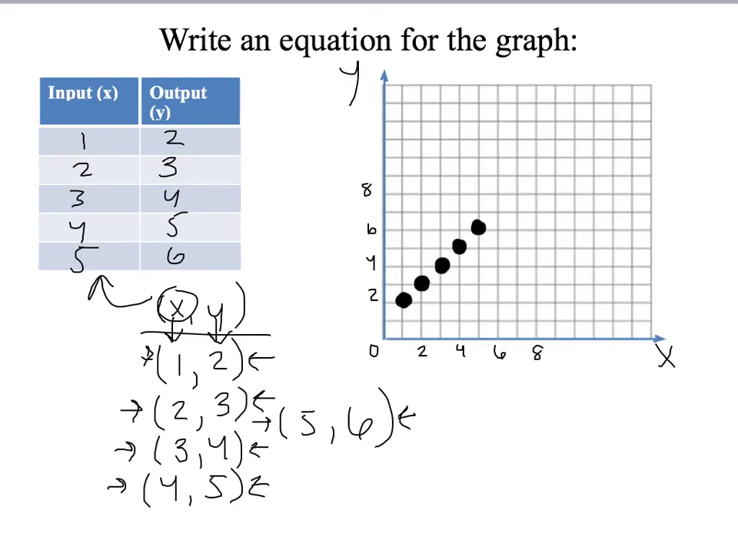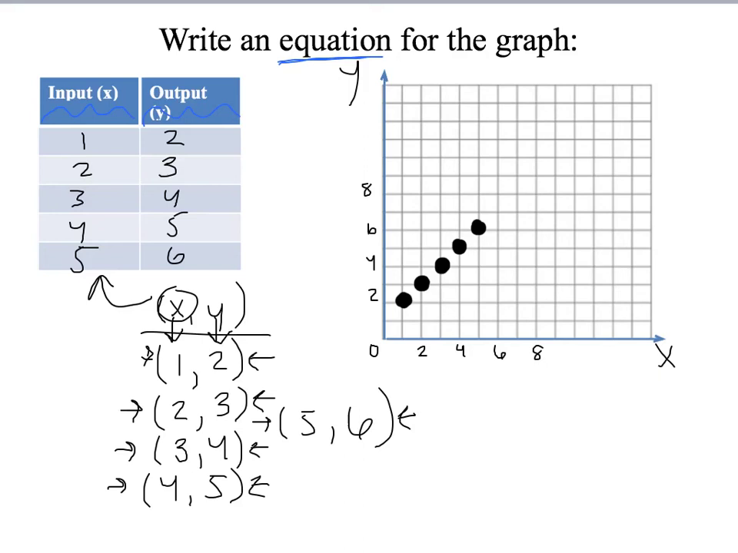Making a chart was just one step to help us find the equation for the graph. This allows us to better see the relationship between the x values and the y values. So take a minute to look at this chart over here and see if there's any pattern you can find between x and y. Please pause your video to do that.